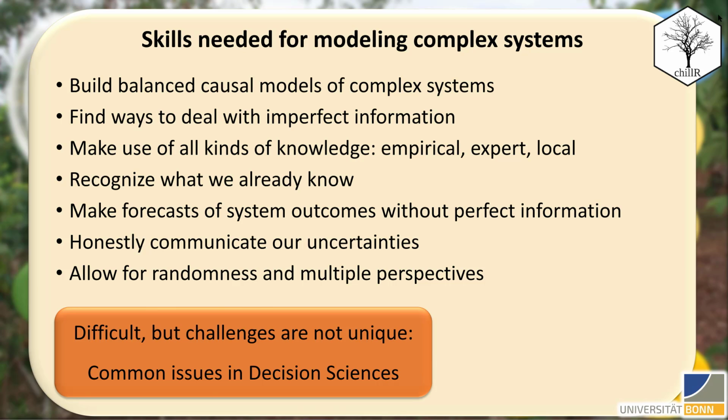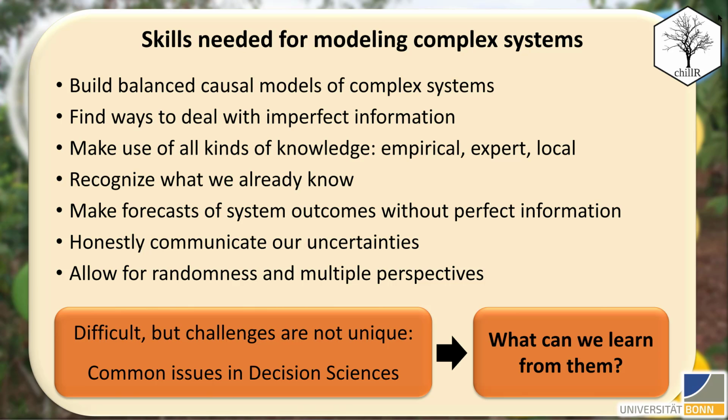And all of this is super difficult, but the challenges aren't unique. They're basically common issues that decision sciences study, because these kind of issues are really involved wherever people try and make decisions and try to choose among options in the face of imperfect information. So how about we look at decision sciences in a bit more detail and try and learn from them? What have people actually studying such situations and trying to find ways of making decisions under uncertainty found out? What methods do they use? And what could we in agriculture maybe learn from these people?